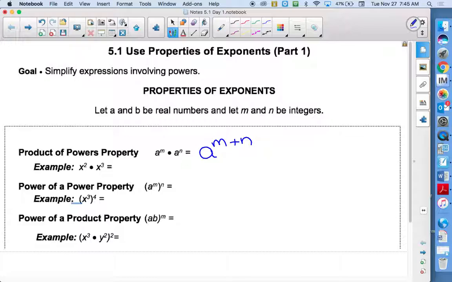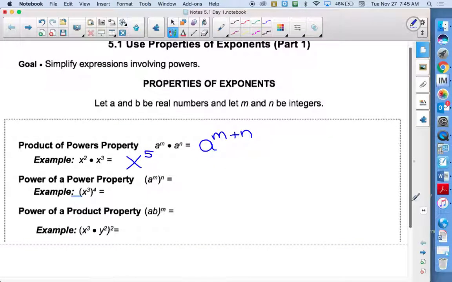You're just adding the powers together. The base doesn't change. So in the example underneath, we have x squared times x cubed. So the x stays the same. Julia, 2 plus 3 makes 5. So that would become x to the 5th. Because really, you're taking x times x times x times x times x. And if you combine all those together, there are 5 x's. So x to the 5th.